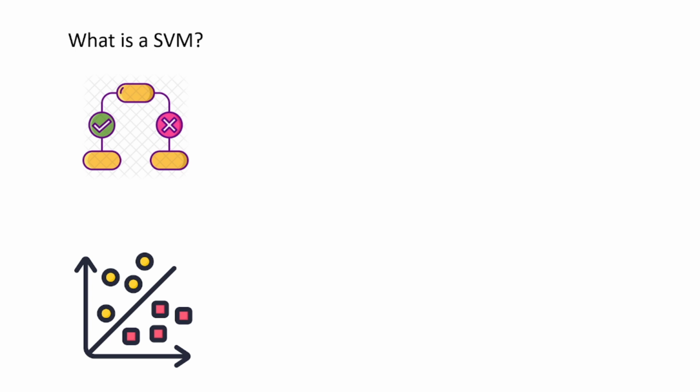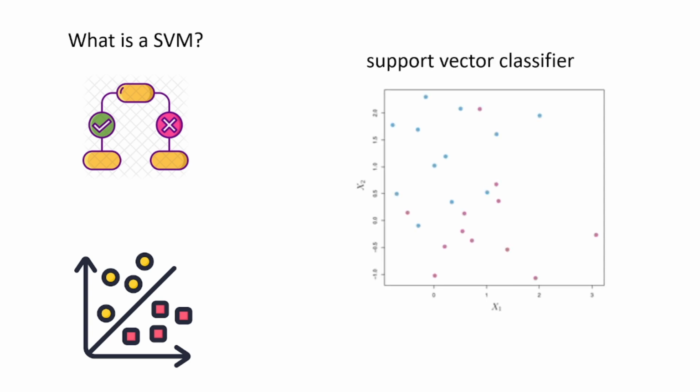But here's the catch. The maximal margin classifier only works if your data is perfectly linearly separable, which rarely happens in real-world scenarios. That's where the support vector classifier comes in. It's an extension that can handle cases where data isn't perfectly separable by allowing for some flexibility or misclassifications. And then, taking it a step further, the support vector machine adds the ability to work with nonlinear class boundaries. It's like upgrading from a simple car to a high-performance race car.